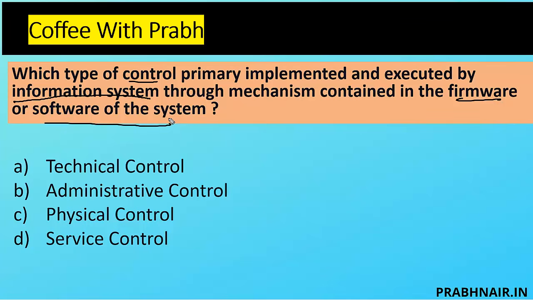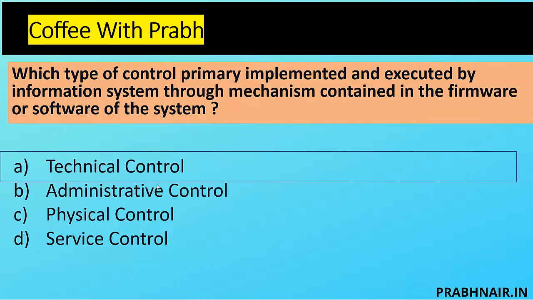Administrative is more like instructions, guidelines, and all that which we create. Physical is something you install physically. There's nothing called a service control. So the only option left is A for alpha. That's why the answer is technical control. Let's move to the next question.